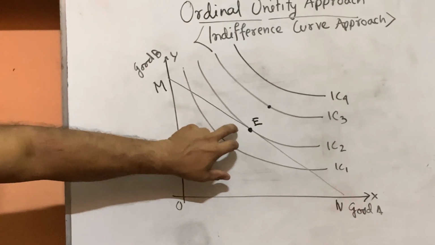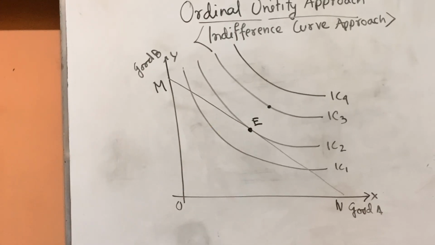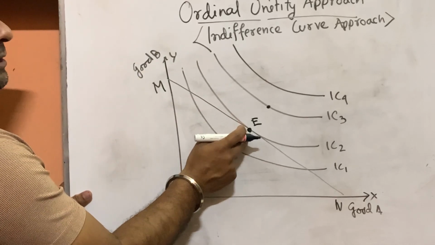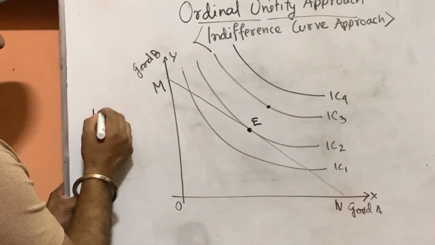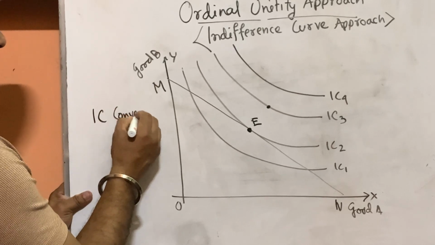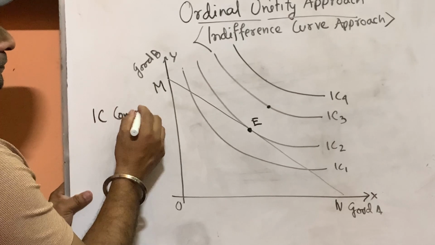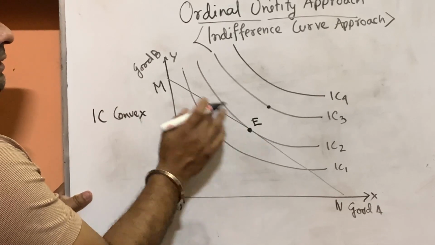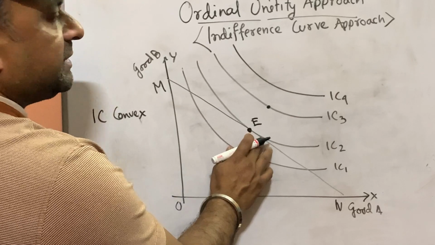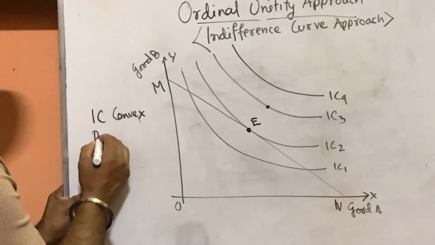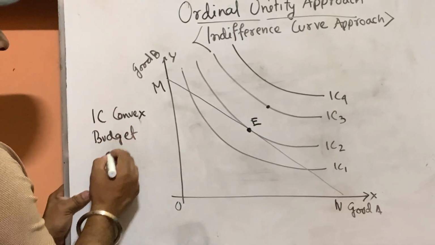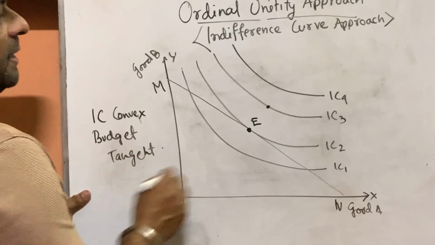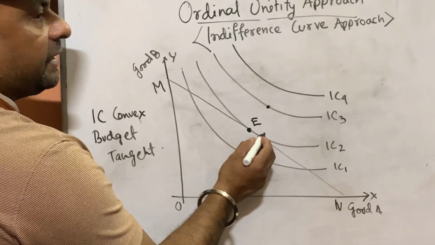So at equilibrium, there are two conditions we have to satisfy in the ordinary utility approach. What are the two conditions? At that point, the IC must be convex to the origin, and the budget line must become tangent with the indifference curve. Here the budget line becomes tangent with the indifference curve.